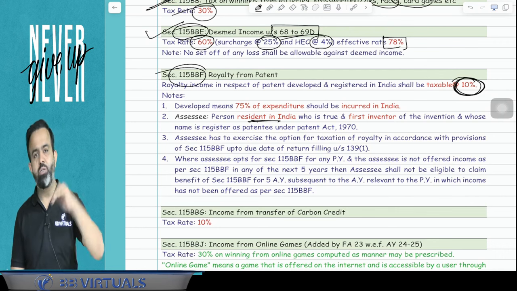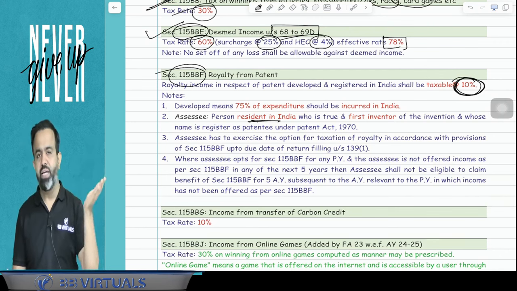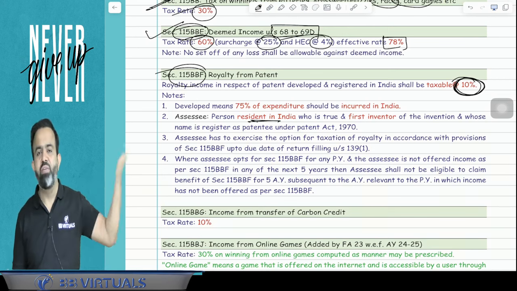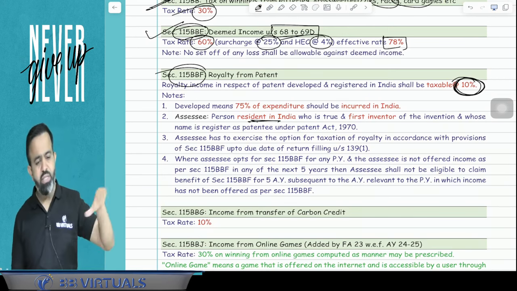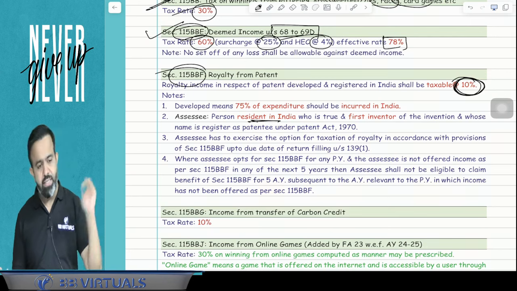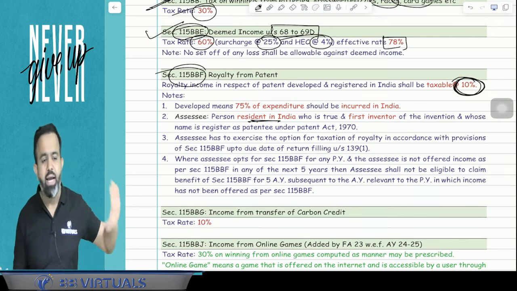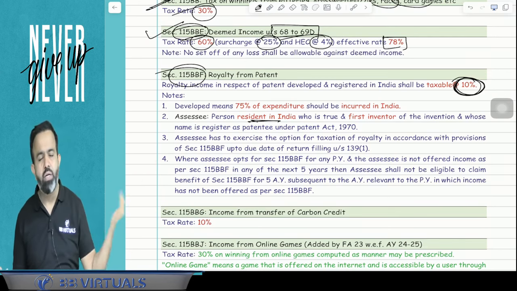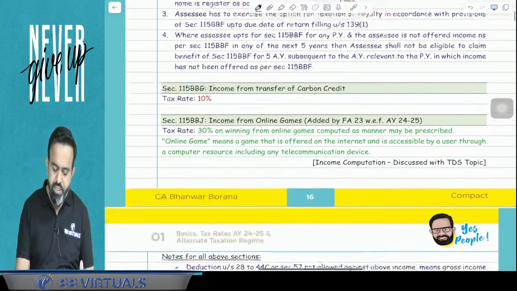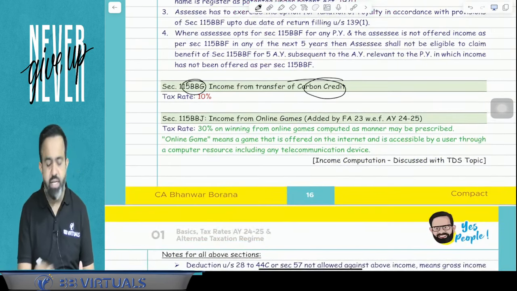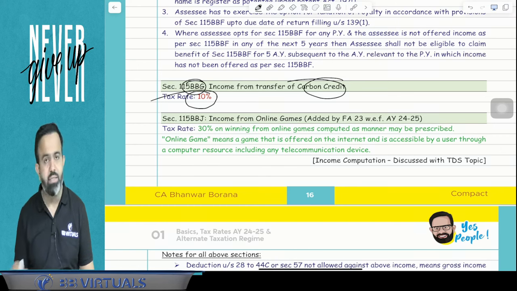But guys, suppose an assessee opts for this section and agrees to pay tax at the rate of 10% on the royalty income. Once it is opted, then for the next 5 years you have to opt for this section. But suppose in the next 5 years you violate it, then the year in which the violation took place, and the next 5 years of that year, you are not eligible to opt for this section.